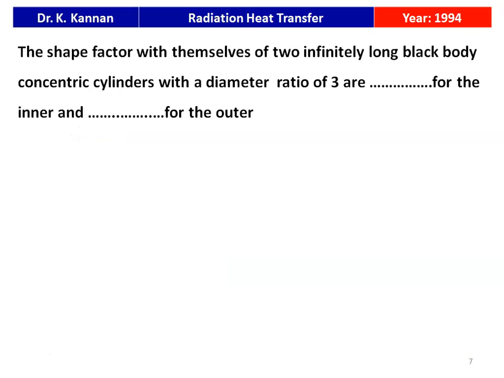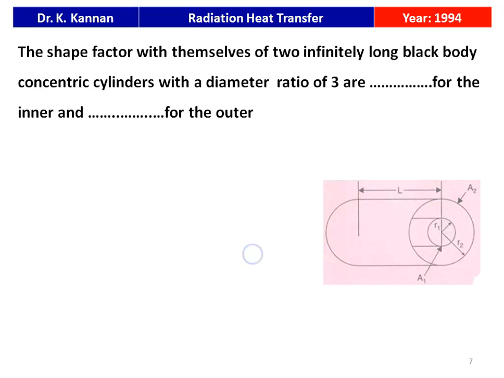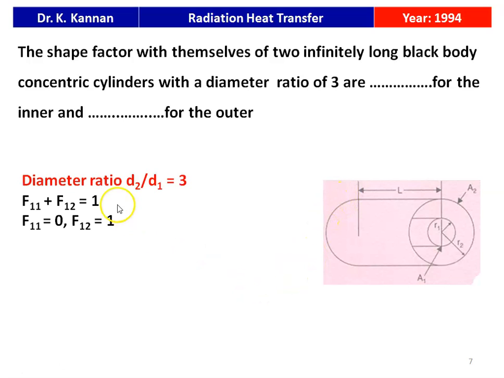Next question from 1994 question paper. The shape factor with themselves of two infinitely long black body concentric cylinders with a diameter ratio of 3 are dash for inner and dash for outer cylinder. So, this is the configuration, inner cylinder of area A1, outer cylinder of area A2 of length L. Now, we have the diameter ratio D2 by D1 equal to 3.